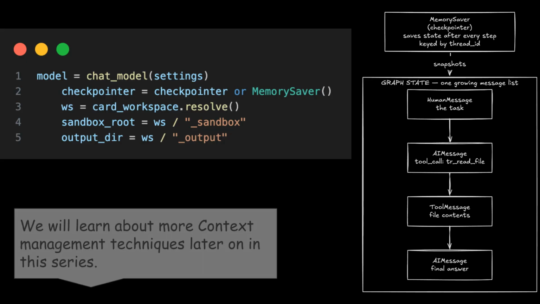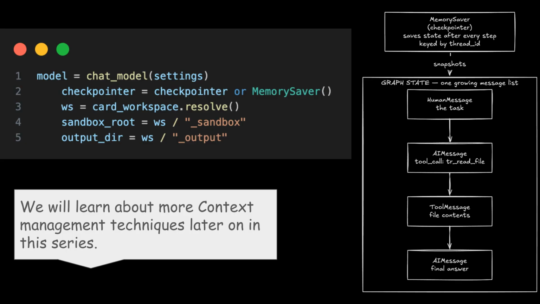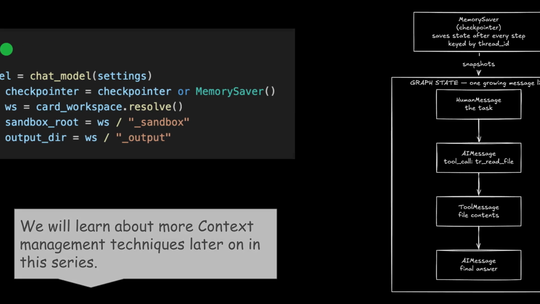It's one line with a sane default. If you don't pass one in, DeepAgents uses a memory saver, an in-process store. And it's keyed by a thread ID. One thread ID, one conversation, one growing state. That is what gives the loop memory. And because the state is saved after every step, the loop can be paused, inspected, and resumed, which is exactly what the next two pieces rely on.